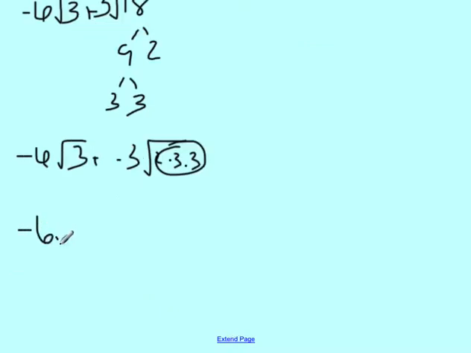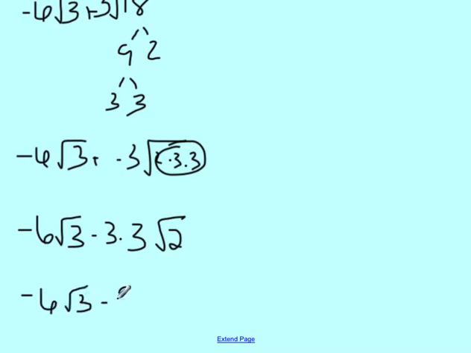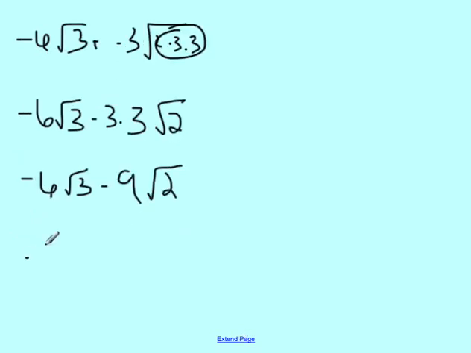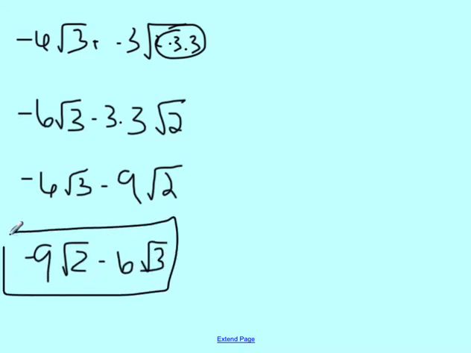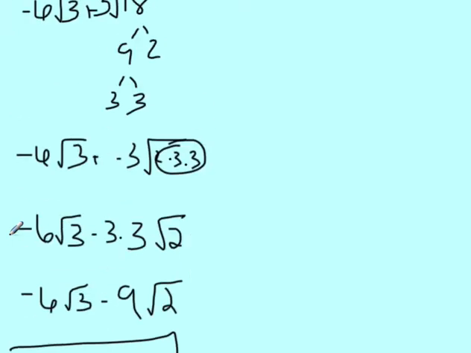So I'm going to do negative 6 square root of 3 minus 3 times 3, and left underneath the radical is 2. So I'm going to get negative 6 square root of 3, then minus 9 square root of 2. Then I'm just going to flip around the order because that's how I like to look at it. So I get negative 9 square root of 2 minus 6 square root of 3. And that's your final answer for number 8.